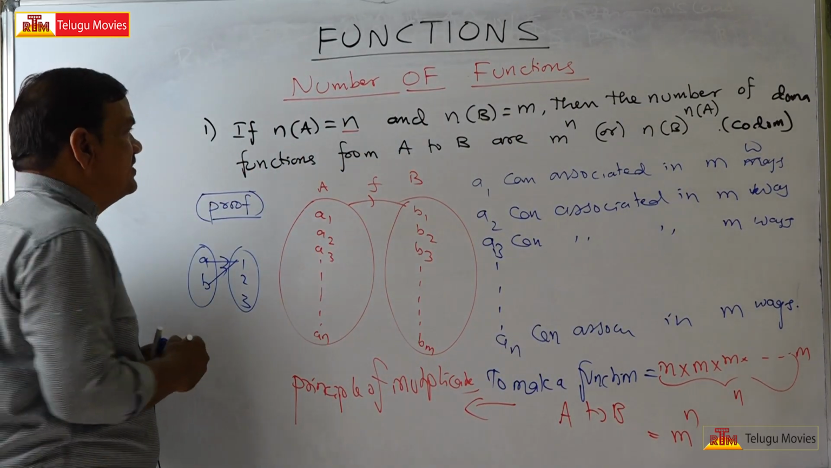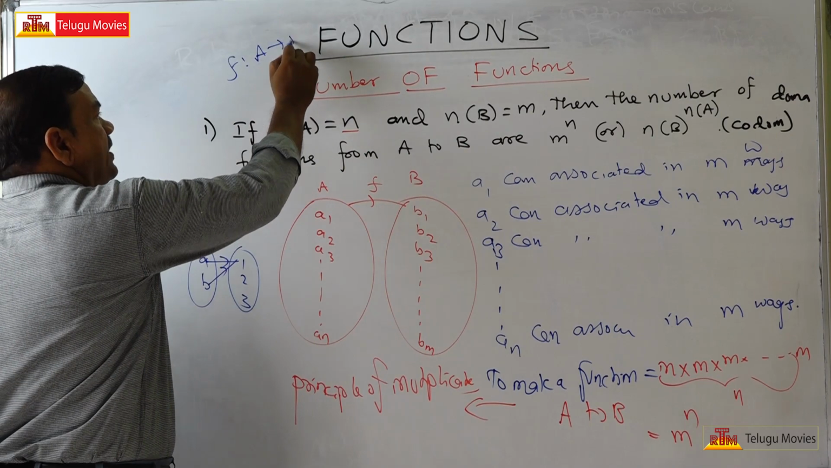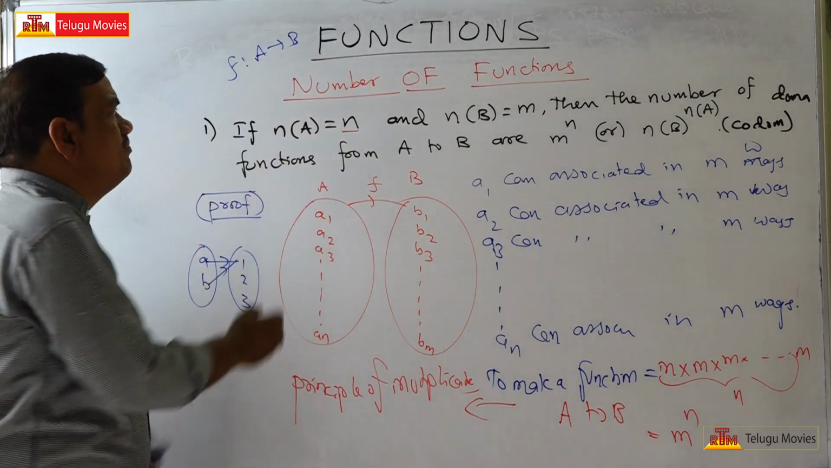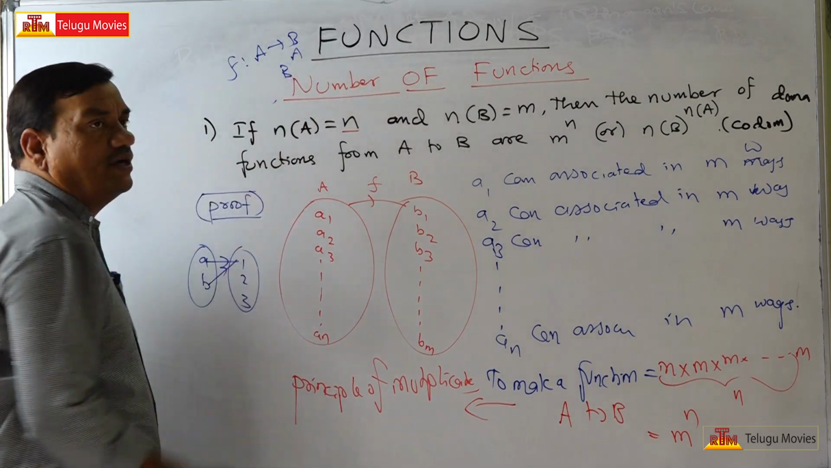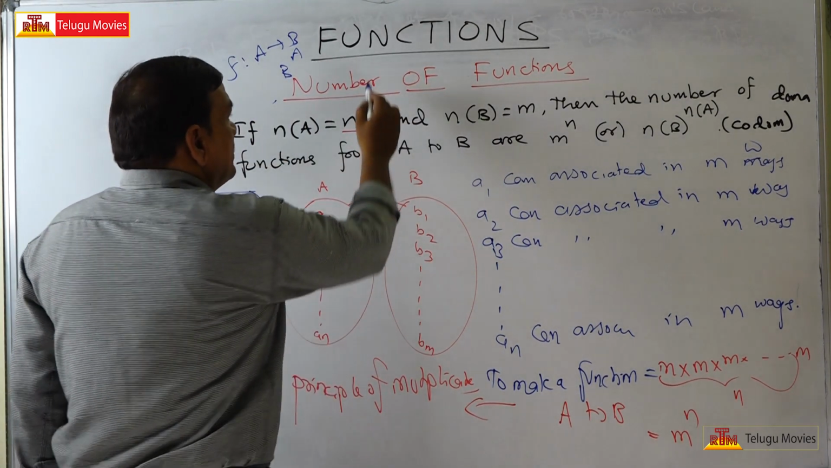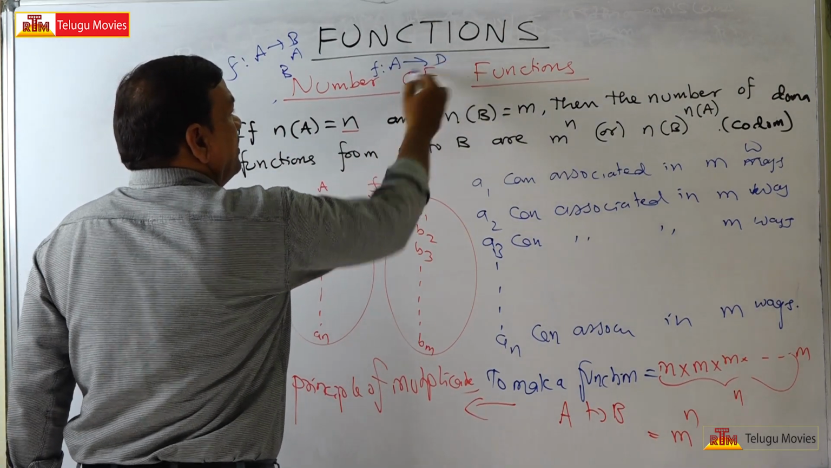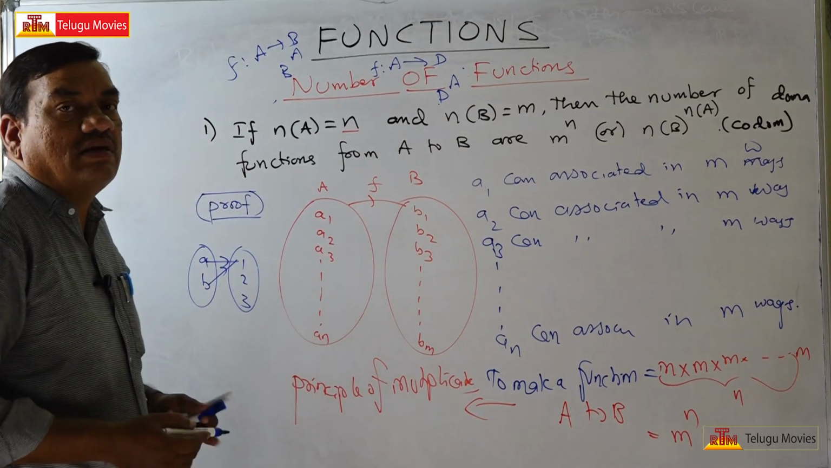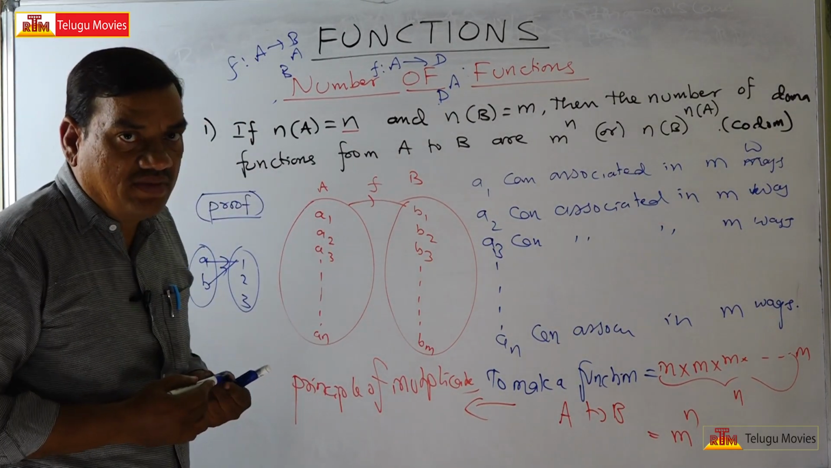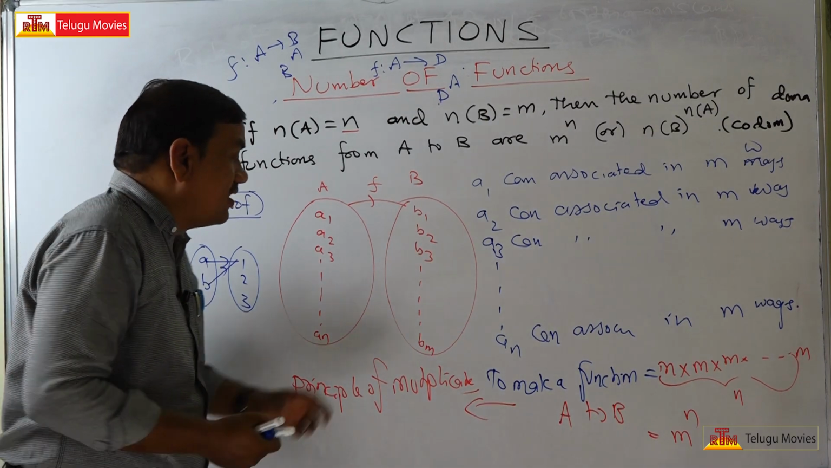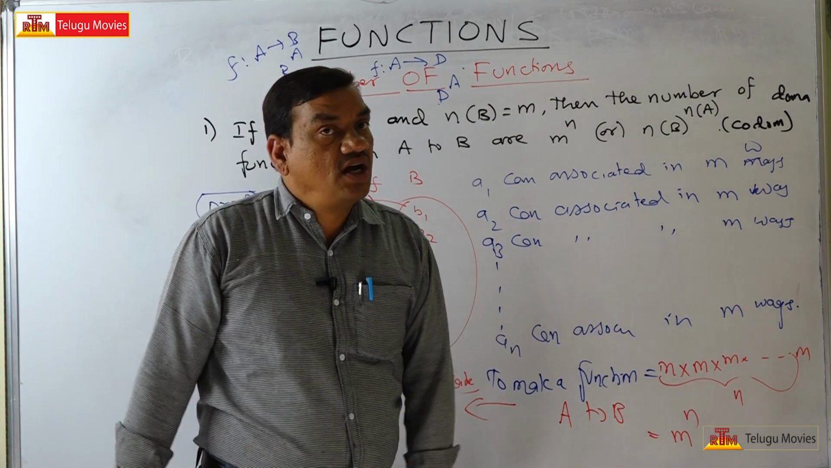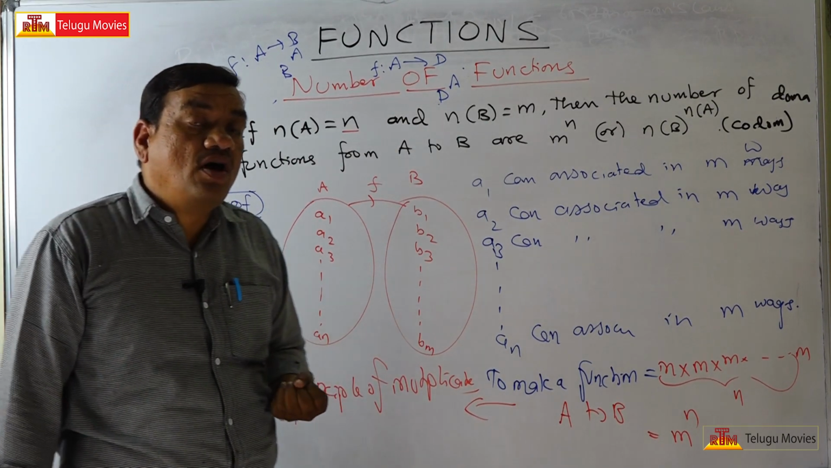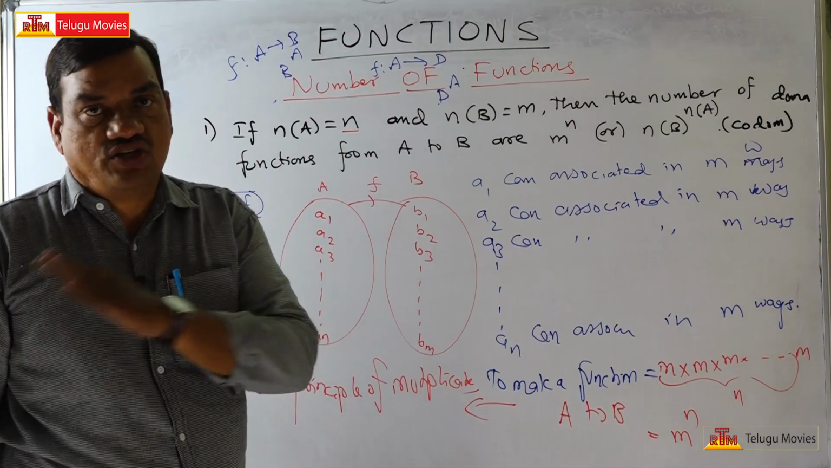For example, if f is a function from A to B, then the number of functions means B power A. Simply you remember B power A. That means n(B) to the power of n(A). If f is a function from A to D, the number of functions is D power A. Codomain to the power of domain. That means the number of elements in the codomain to the power of the number of elements in the domain. So here we applied the principle of multiplication. Understand? So I hope that you understand this proof. Now let us go for the number of one-one functions.